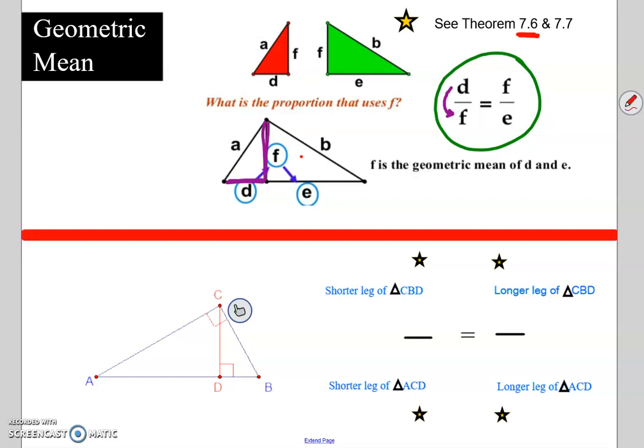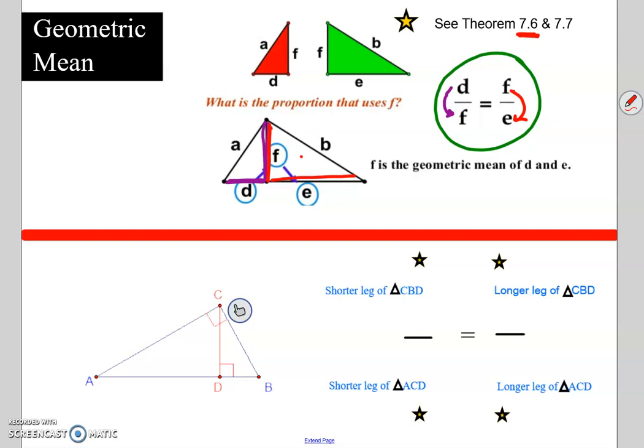The same thing is really happening here when we compare f to e. F is the short side of the medium triangle, and we're comparing it to e, which is the long side of that medium triangle. So there's no reason this shouldn't work based on what we've already talked about. So this is always going to be true.